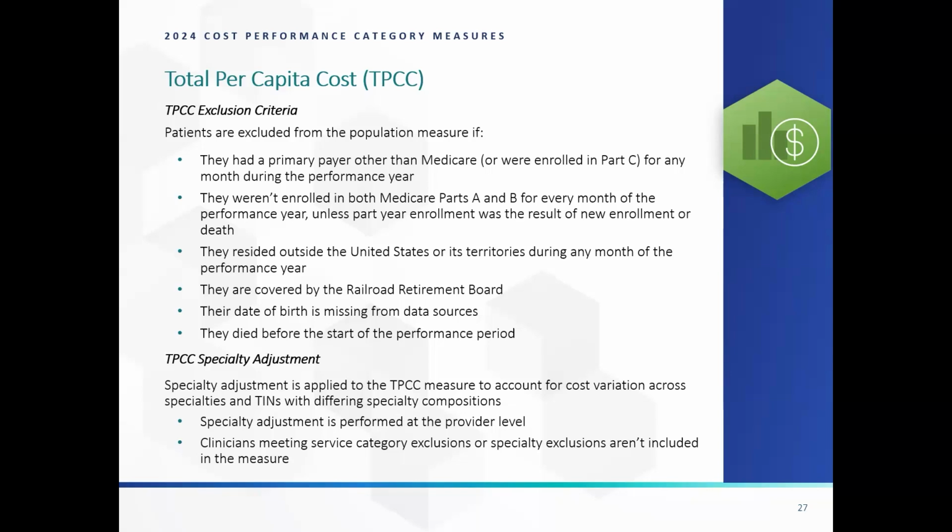A specialty adjustment is applied to the TPCC measure to account for cost variation across specialties and TINs. The specialty adjustment is performed at the provider level, and clinicians meeting service category exclusions or specialty exclusions aren't included in the measure.